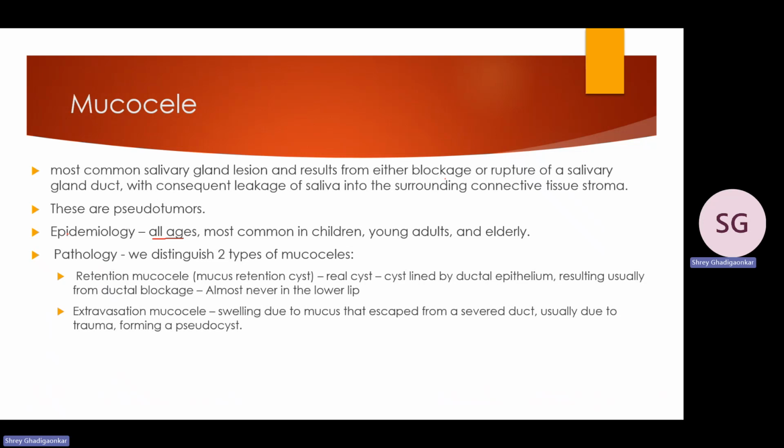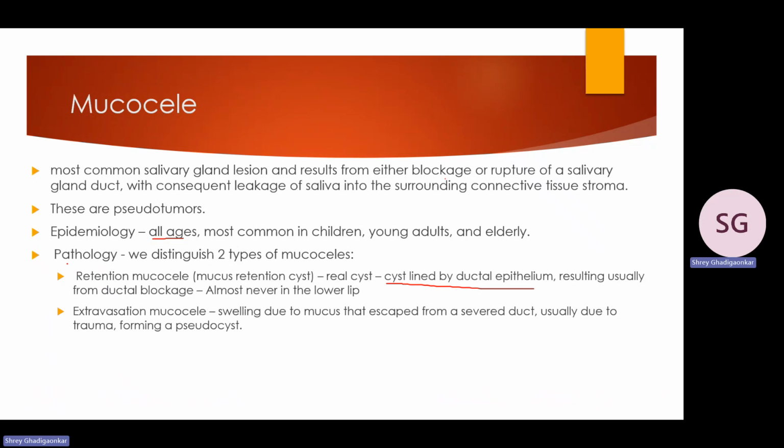One of them is called a retention mucocele. This is actually a true cyst. And as you know, the examiners may ask you to define a cyst, and you need to know that a cyst is basically something that's lined by epithelium in general. This usually results from ductal blockage, and these almost never occur in the lower lip.